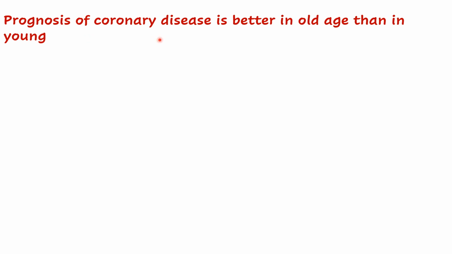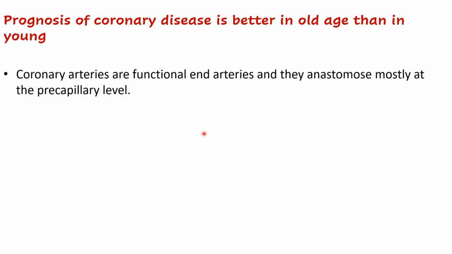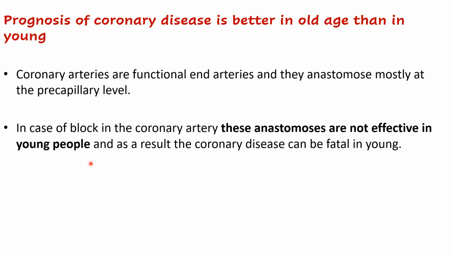Now, prognosis of coronary disease is better in old age than in young people. Why is it so? The reason is, as I said in the beginning, coronary arteries are functional end arteries when people are young. And why are they functional end arteries? Because they anastomose mainly at the pre-capillary level, and in case of a block in one of the main branches of the coronary artery, the collateral circulation is not adequate enough to compensate for the block. So in case of a block of the coronary artery, these anastomoses are not effective in young people, and as a result the coronary disease can be fatal in the young.